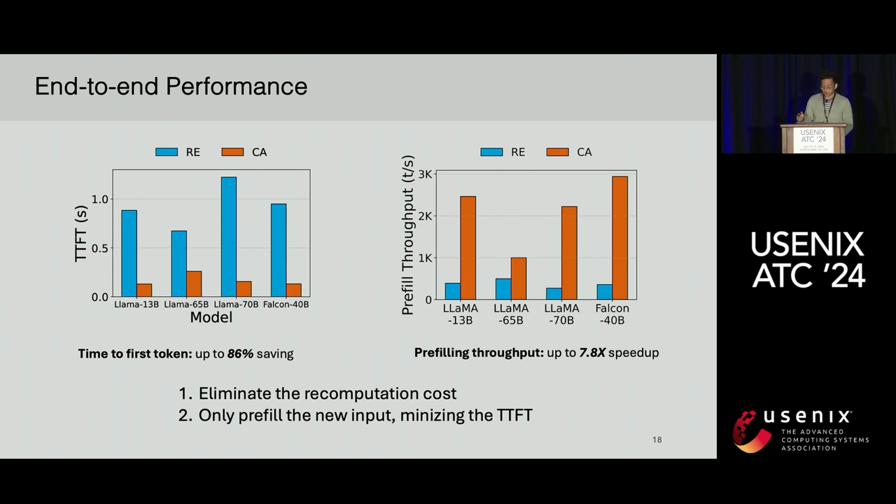And because for the same amount of tokens, CachedAttention can use less time to finish the prefilling phase, the prefilling throughput achieves a 7.8x speedup with CachedAttention.